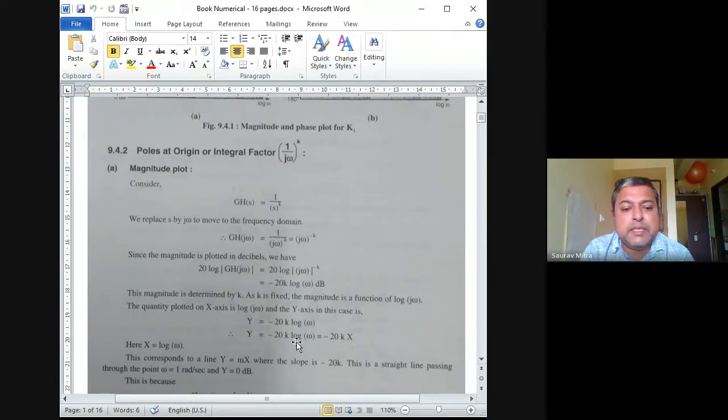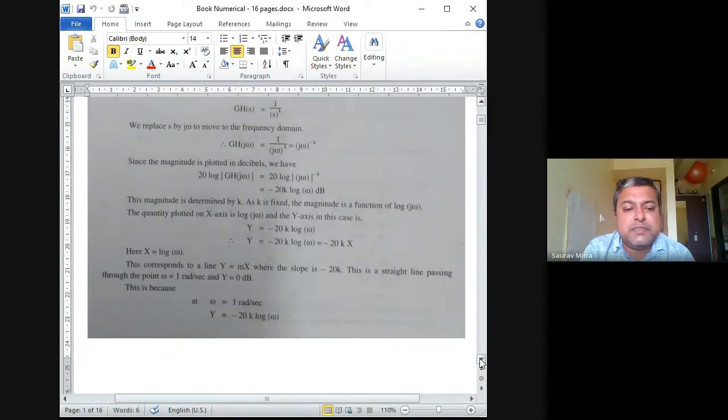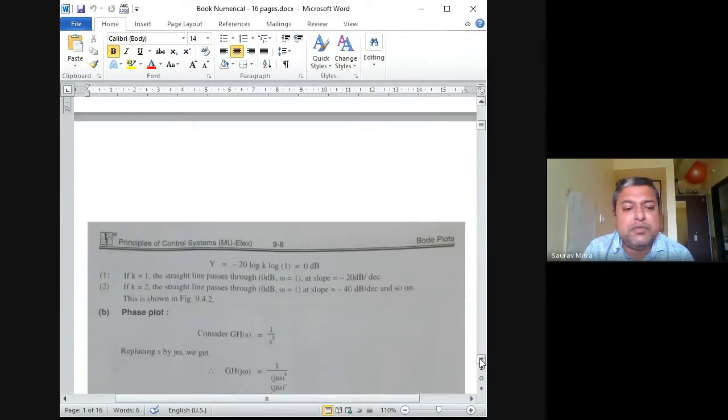So y is equal to minus 20 log w, that is, minus 20k log w. So 20k means k is the power. If the power is 2, it becomes minus 40; if the power is 3, it becomes minus 60, and accordingly. So all the answers which I had done yesterday, I am giving you the proof from a book only.